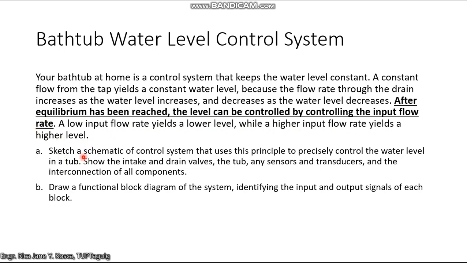We're going to sketch a schematic of a control system that uses this principle to precisely control the water level in a tub. Show the intake and drain valves, the tub, any sensors and transducers, and the interconnection of all components. So you're going to draw the functional block diagram of the system, identifying the input and output signals of each block.